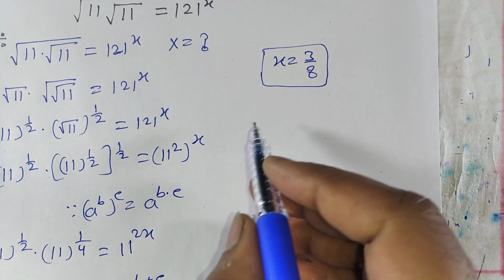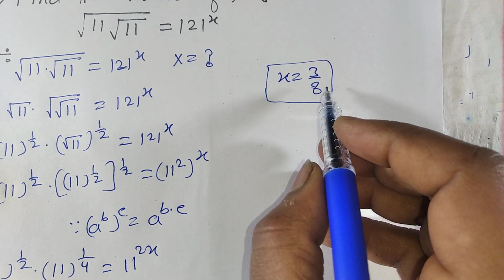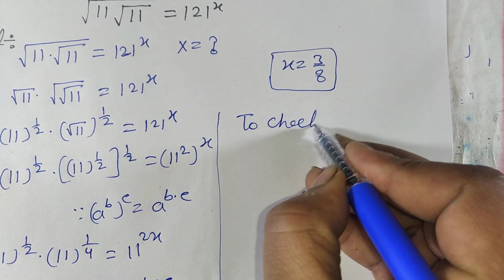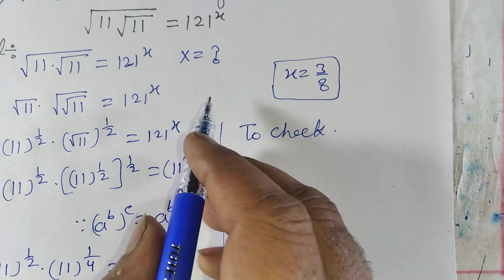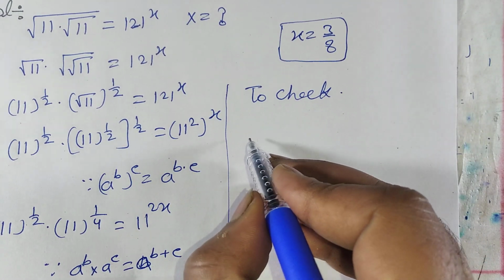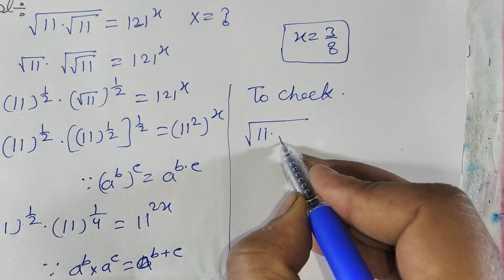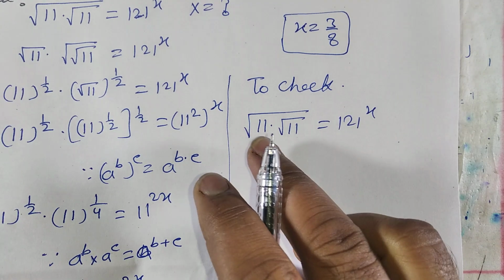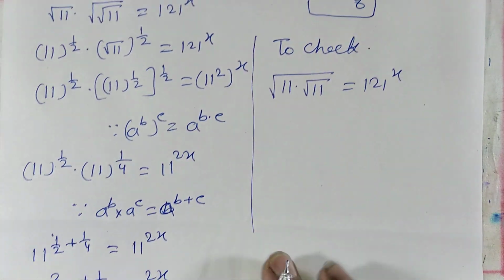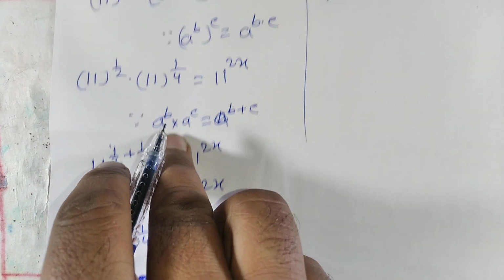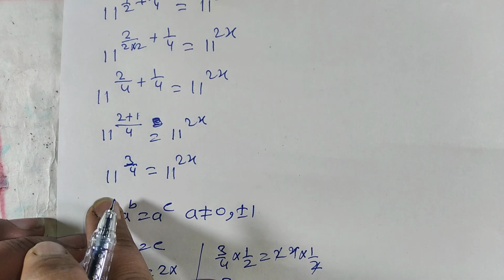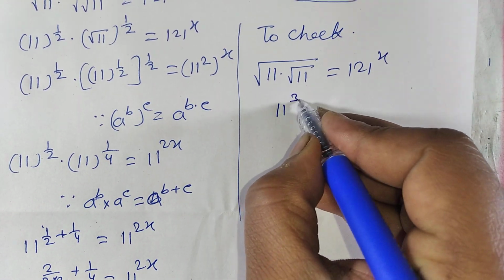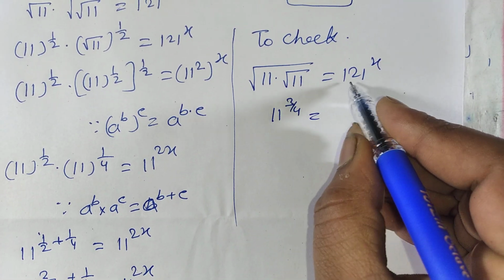Now let us check whether this value is correct or not. Let's quickly check the value of x by putting it into the main equation. The main equation is √11 times √11 is equal to 121 raised to the power x. √11 times √11, we already calculated this: 11 to the power 3 by 4. 11 to the power 3 by 4 is equal to 121.